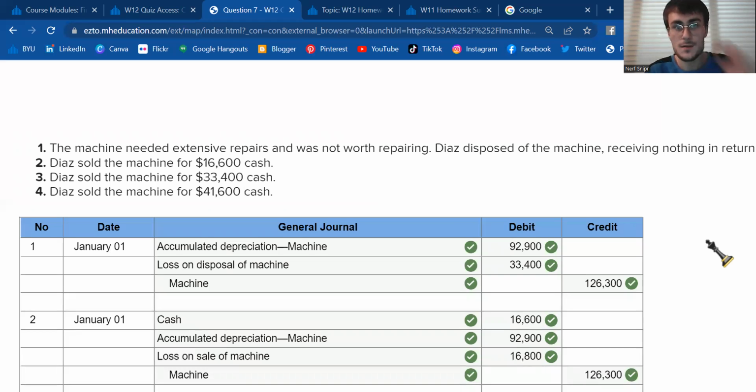Anyway, going down, we're now looking at the loss on the sale of the machine instead of the loss on the disposal of the machine. In this instance, this is number 2, the machine this time sells for 16,600. Our depreciation stays exactly the same, 92,900, and the cost is still 126,300. To find the loss on the sale, very similar to how we did it a minute ago, we take our cash and add our accumulated depreciation, and whatever that number is, we subtract it out of the 126,300, and that's what our 16,800 is, the loss on the sale of the machine.